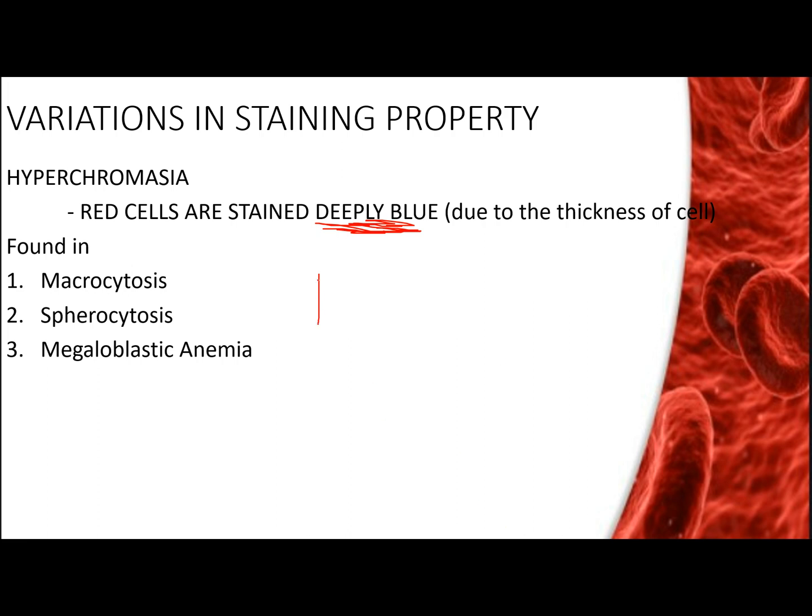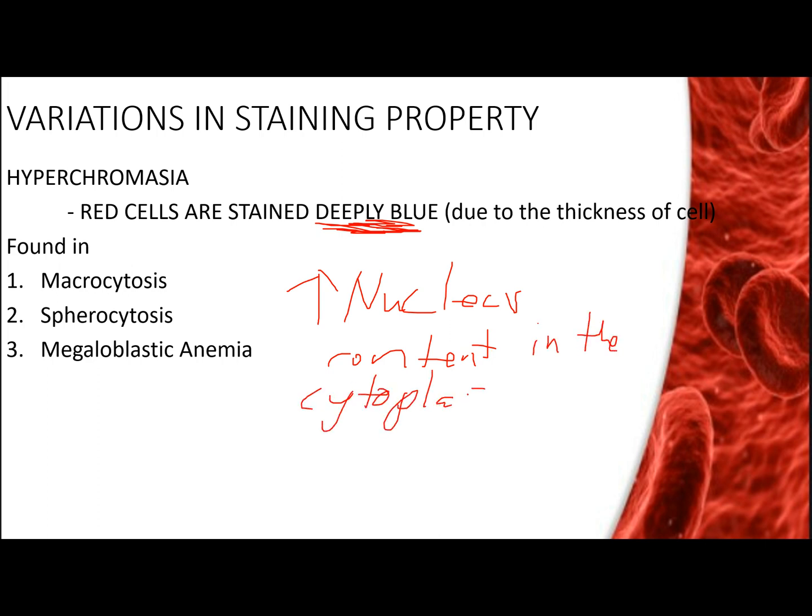So you would have here class higher nuclear content in the cytoplasm, leading to a thick cell. And remember, ang nuclear contents nyo, di ba, they are always stained blue. Found in macrocytosis, spirocytosis, megaloblastic anemia. Please copy.